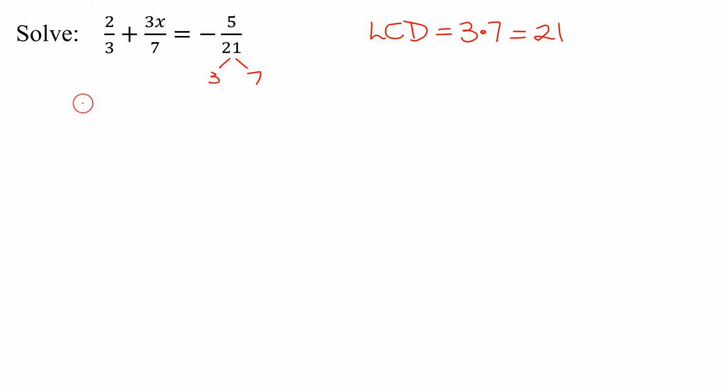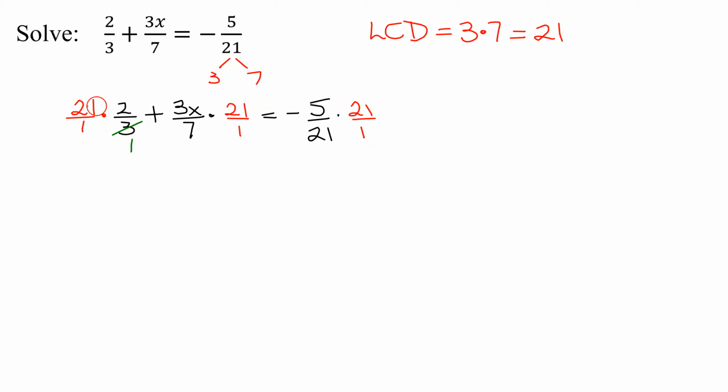the LCD. So I'm going to write 21 over 1. Since I'm multiplying it by fractions, I'm going to write the LCD as a fraction. It makes reducing easier. So I have 21 over 1 times 2/3 plus 3x over 7 times my LCD, which is 21 over 1, equals -5 divided by 21. Don't forget to multiply that guy by the LCD too. So I've multiplied every single term by my LCD, and now I'm ready to simplify.